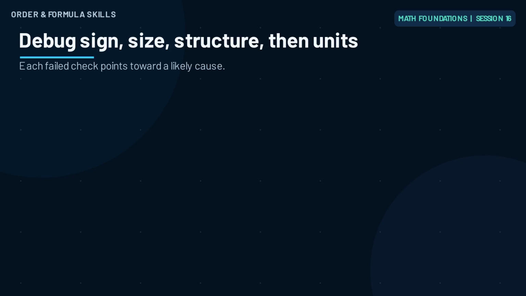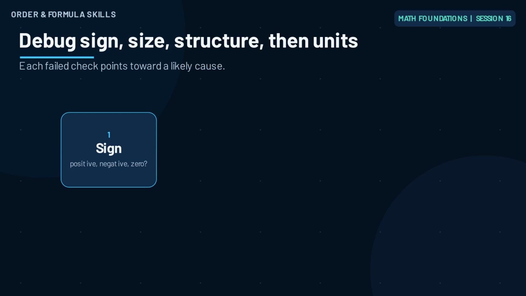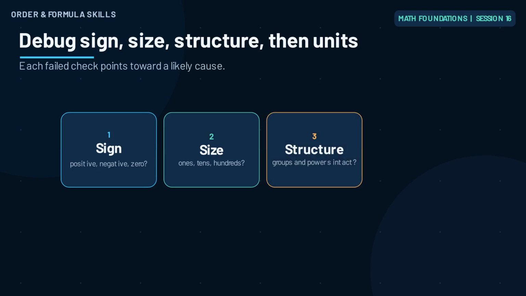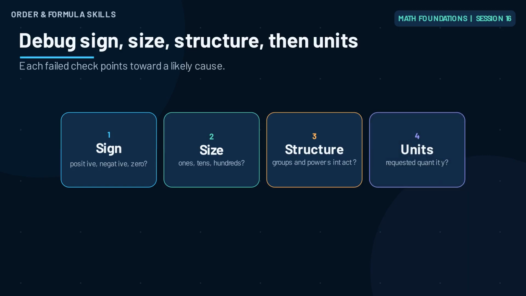When an answer looks wrong, test 4 features before starting over blindly. First, inspect the sign. Should the situation produce positive, negative, or 0? Second, inspect size. Should the result be tens, hundreds, or a value below 1? Third, inspect structure. Did every fraction bar, exponent, and negative value keep its grouping? Fourth, inspect units. Do they match the quantity the question requests?